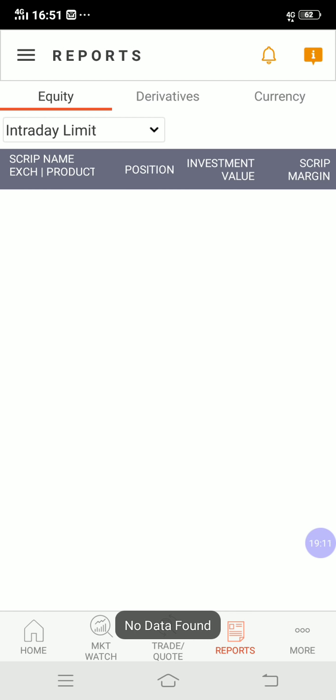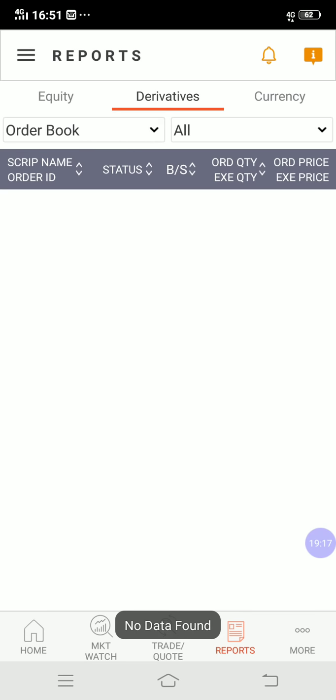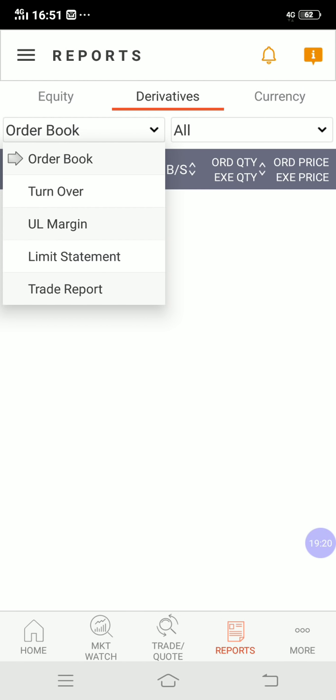And this is an intraday limit. And if you go for derivatives, as I already told you, order book, turnover is where the live trades you have done will be shown. And when you want to close it off, just click on the square off option. Then if you want to change the rate, you can change the rate and square it off, or else you can execute at the market rate.